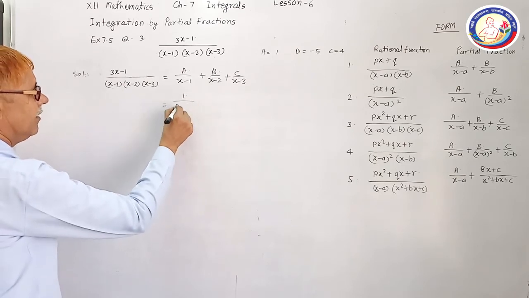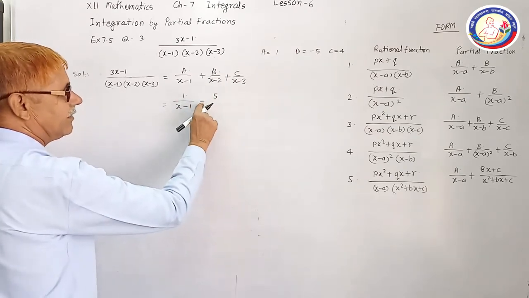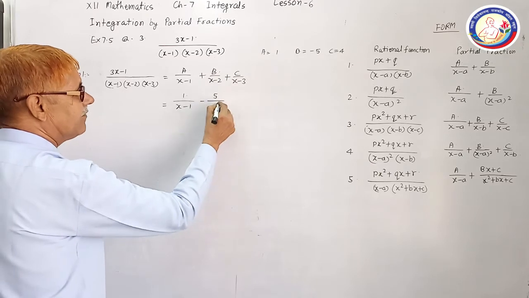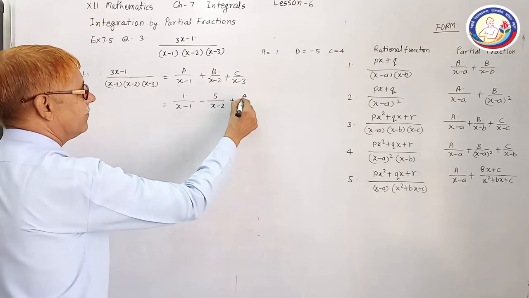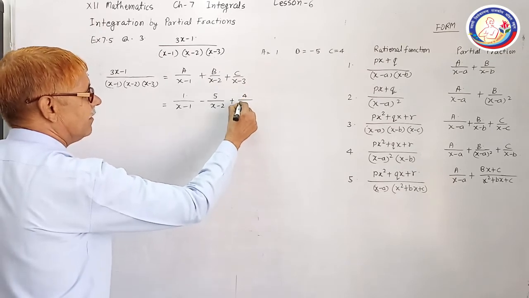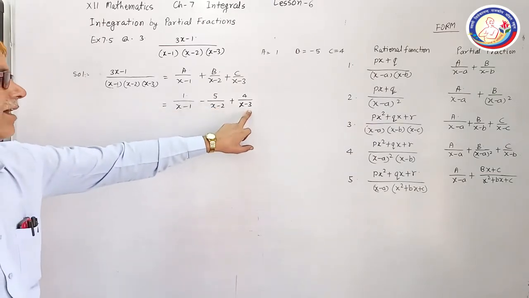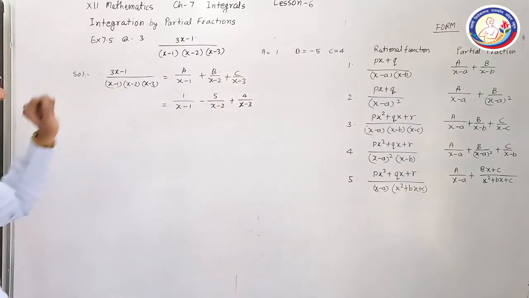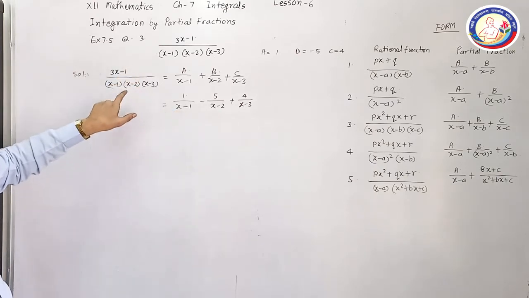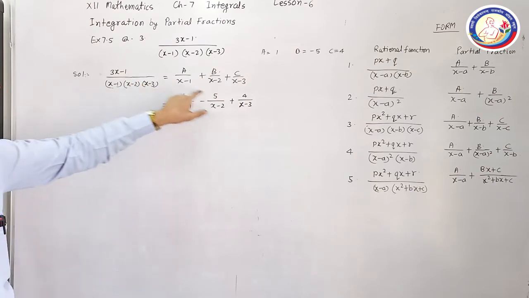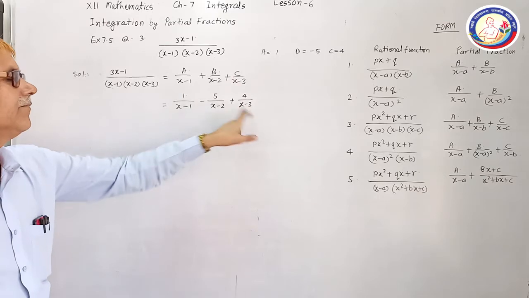1 upon x minus 1, minus 5 upon x minus 2, and plus 4 upon x minus 3. And these three functions are easily integrable. So what we have done up to this step, we have split this function into three different functions, as addition and subtraction of three functions.